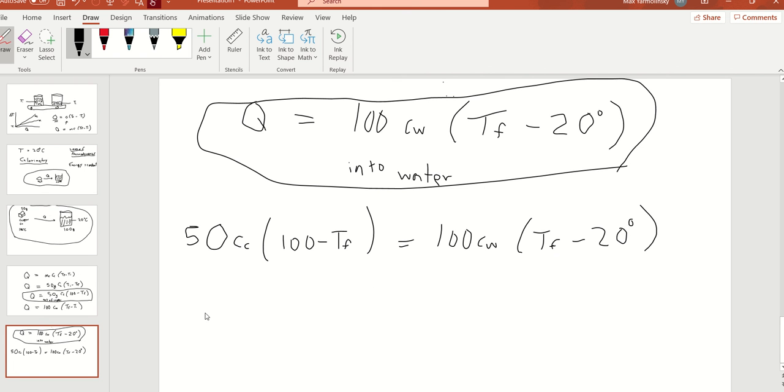So what do we want to do? What we're really trying to do is figure out, once this system has come to equilibrium, equilibrium means settled down, where you have the piece of copper inside the water, once it's settled down and reached the final temperature, we want to find out what that final temperature is. So what we can do is solve this equation by multiplying everything out and then solving for TF.